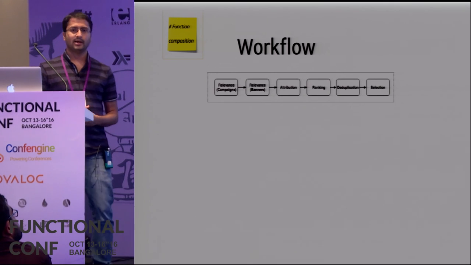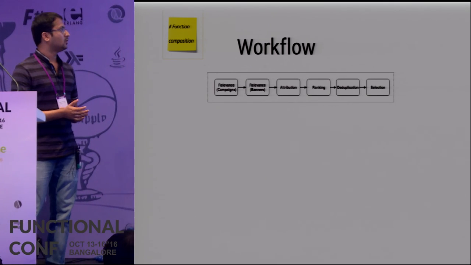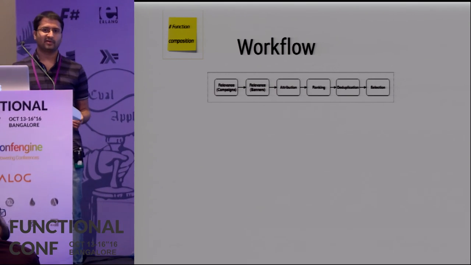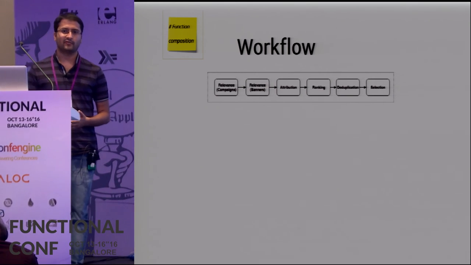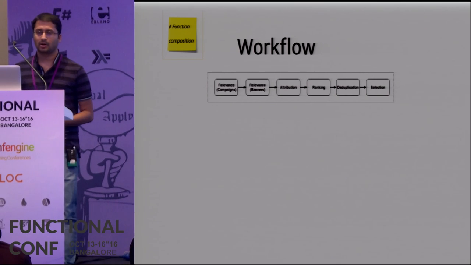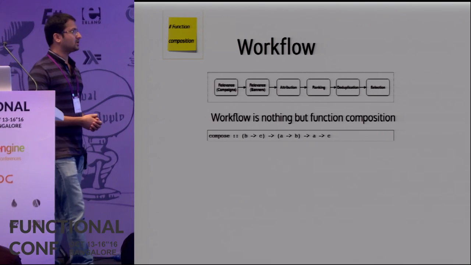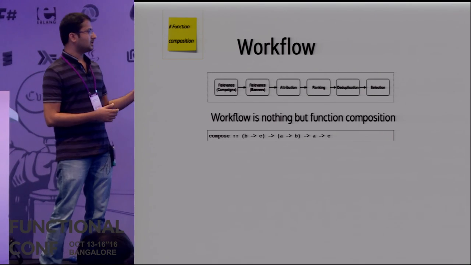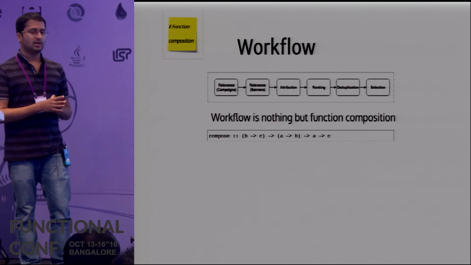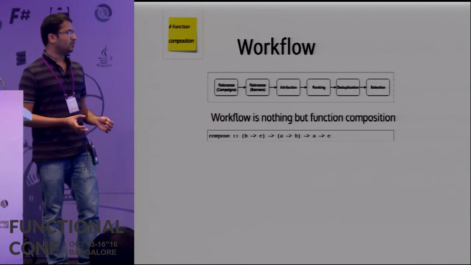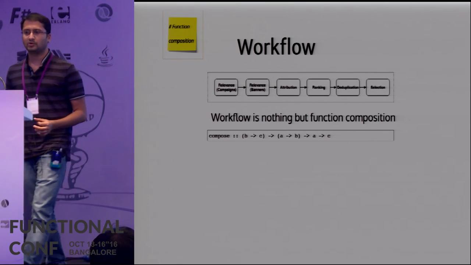Finally, we need to tie all these steps that we have together to create a workflow. So in reality, there could be multiple workflows. Like, you could choose to have a different workflow for app and a different workflow for desktop and all that. It turns out a workflow is nothing but function composition. The function composition operator takes a function from B to C as input and another function from A to B as input and returns a function from A to C as output.